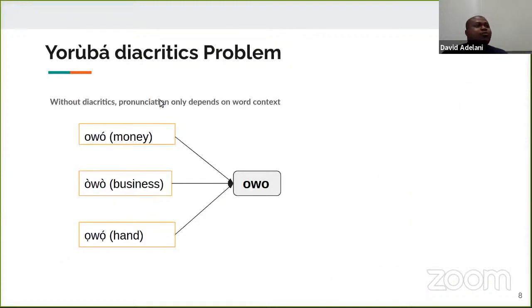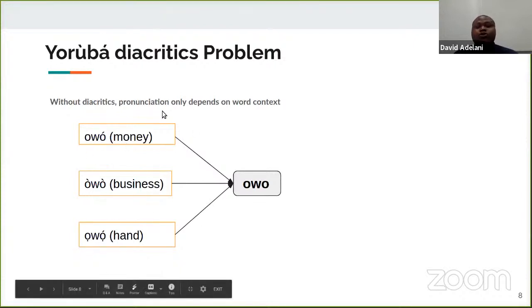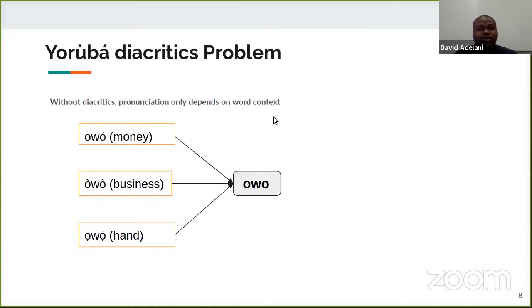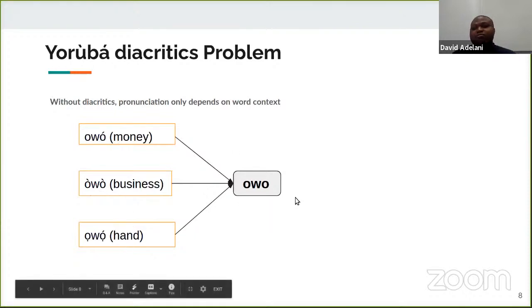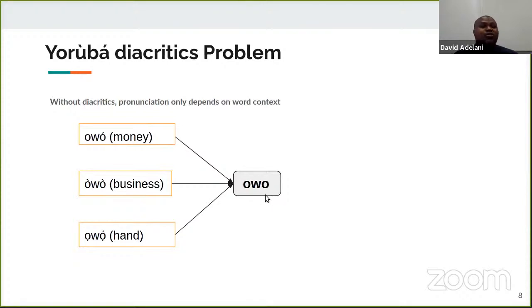So the Yoruba diacritics problem is that without the diacritics, like tonal marks on top of words or the under dots, the pronunciation only depends on the word context. So a word like owó has been normalized in most written text online as owo. And actually, there's no word like that in Yoruba. But oftentimes on smartphones or social media, people just write this without diacritics.